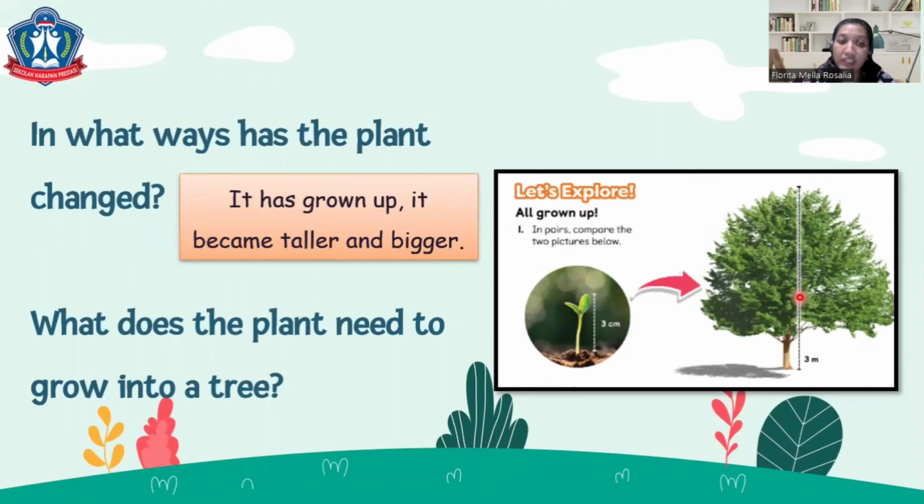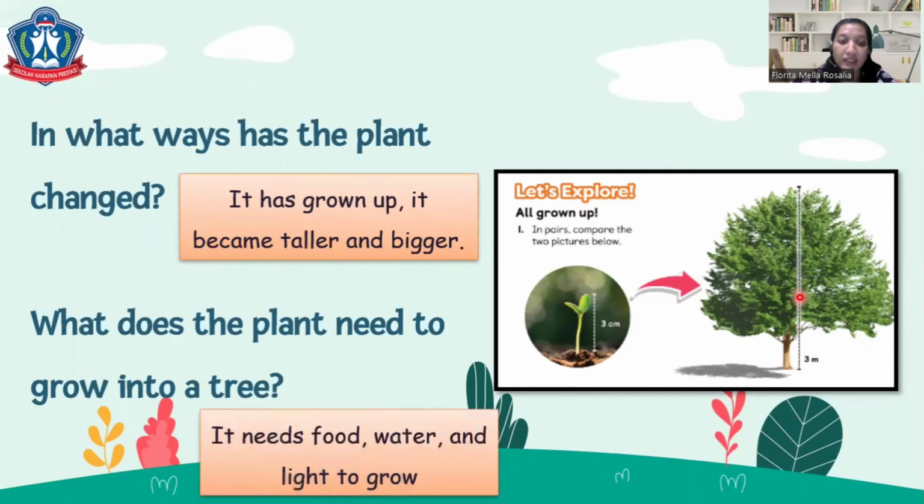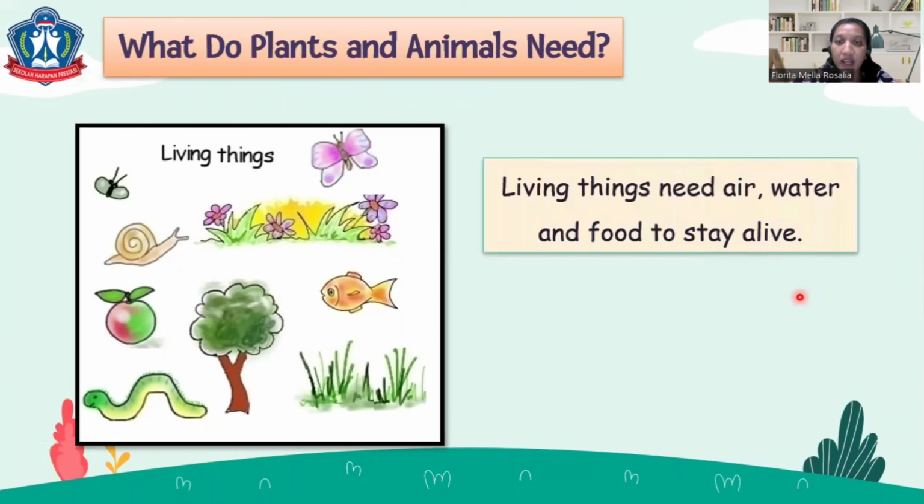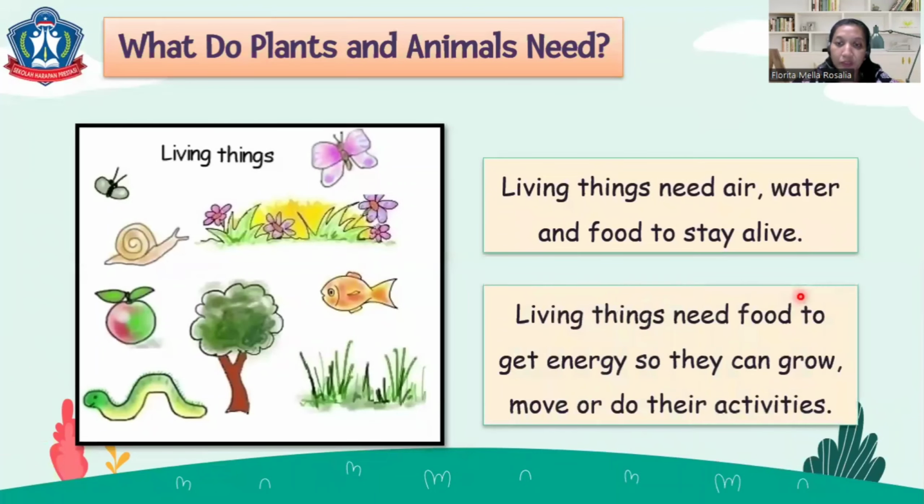What does the plant need to grow into a tree? Right, it needs food, water, and light to grow. What do plants and animals need? Living things need air, water, and food to stay alive. Living things need food to get energy so they can grow, move, or do their activities.